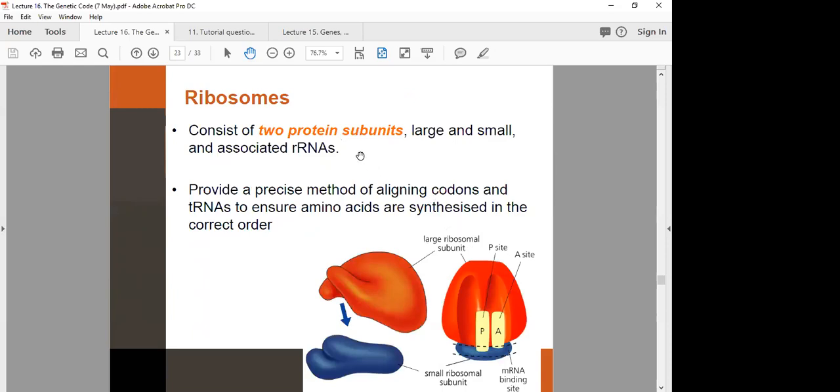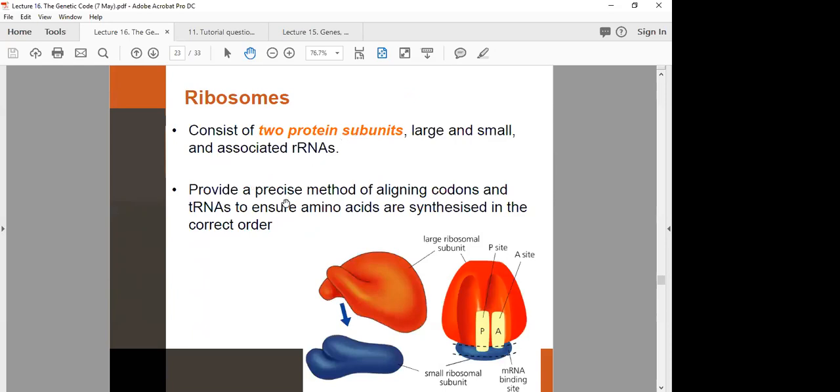What are ribosomes made up of? They're made up of several different types of proteins and at least a couple of different ribosomal RNAs. So remember we said that there was another type of RNA called a ribosomal RNA. They actually constitute the ribosome along with several different types of proteins.